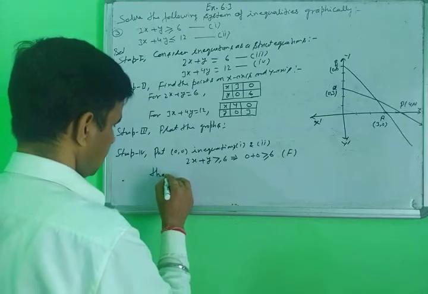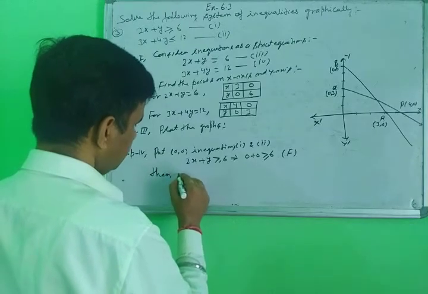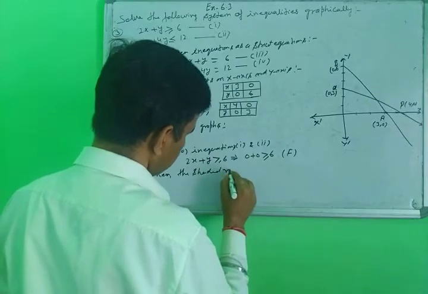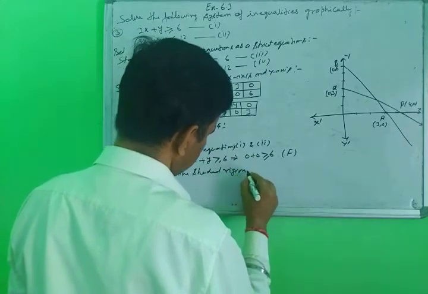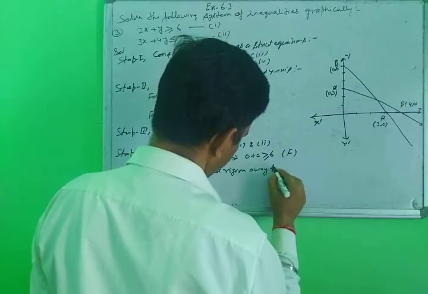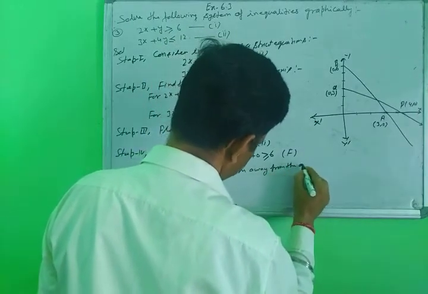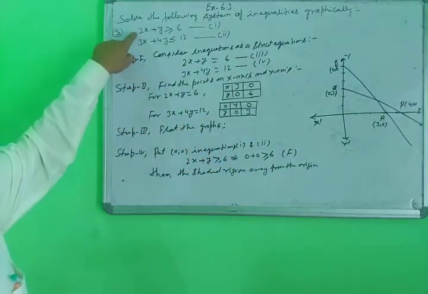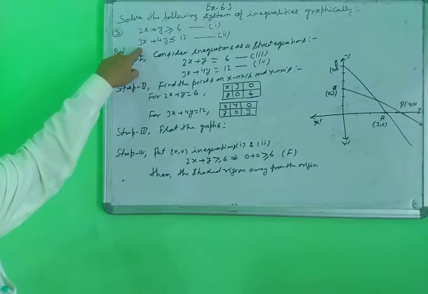Then the shaded region is away from the origin. This is only the first. After that you are putting 0, 0 here.